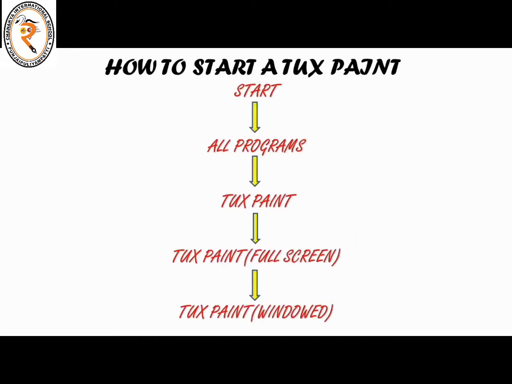Now let us see how to start Tux Paint on a computer. You all know how to switch on the computer. After switching on, you can see the desktop on the monitor. You can see a start button in the leftmost corner of the monitor. You should click on the start button, and then press All Programs. In All Programs, you will find Tux Paint. Tux Paint itself consists of two options, Tux Paint full screen and Tux Paint window. Whichever we want, we can open. So how to start? Click on Start, All Programs, Tux Paint full screen or Tux Paint window.